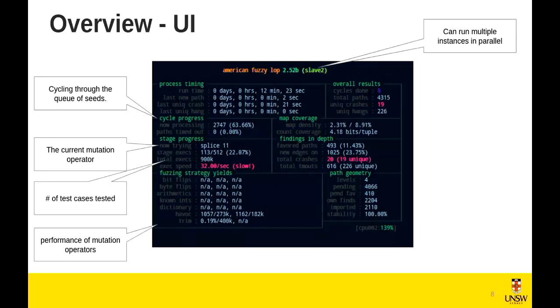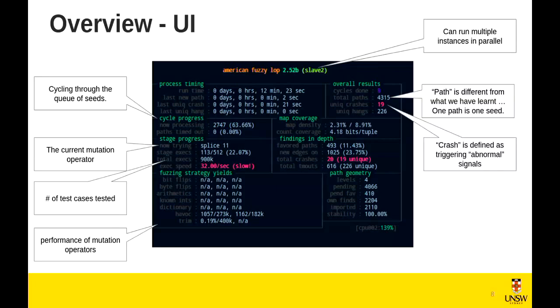And here is the report for different mutation operators, so we can see the performance of the different mutation operators we use. And the term path here used by AFL is actually different from what we have learned in control flow graph. The execution path is different. One path here actually corresponds to one seed input. We will learn more details later, but don't worry about that. And crash here is defined as triggering abnormal signals.